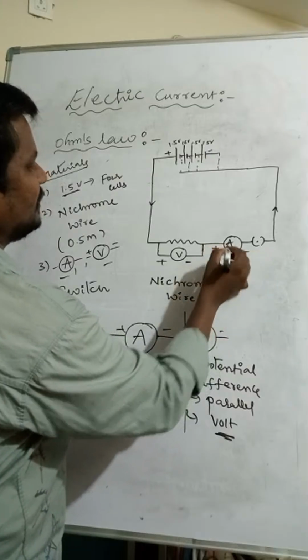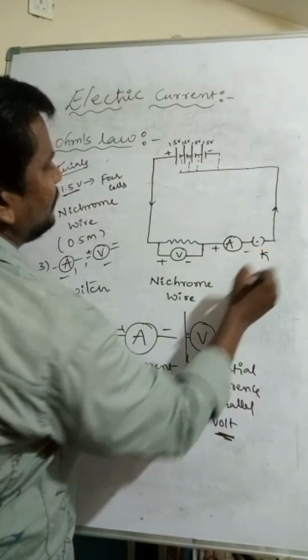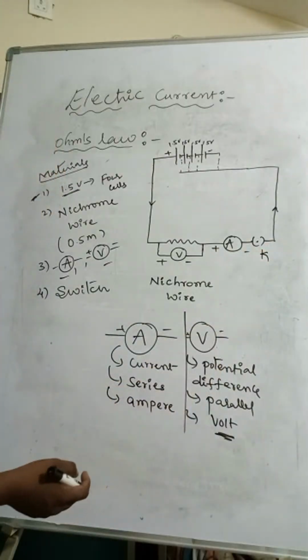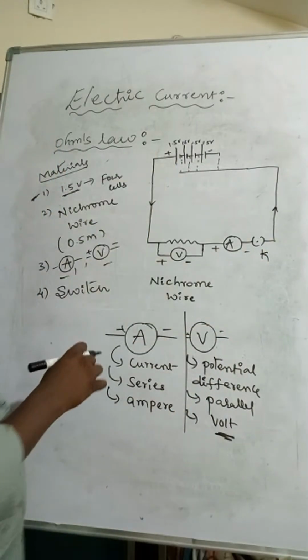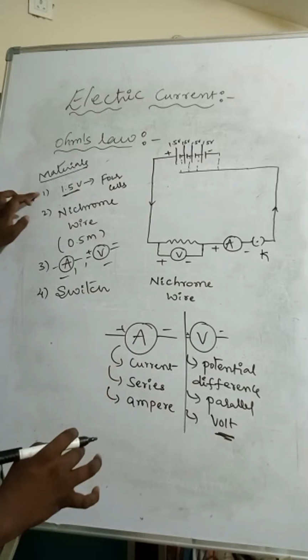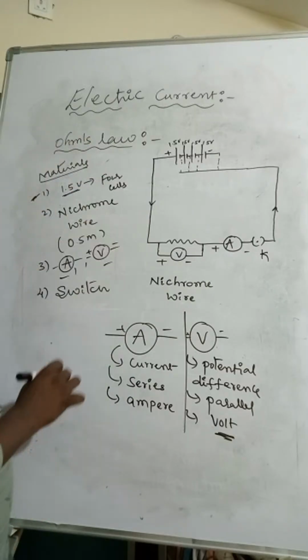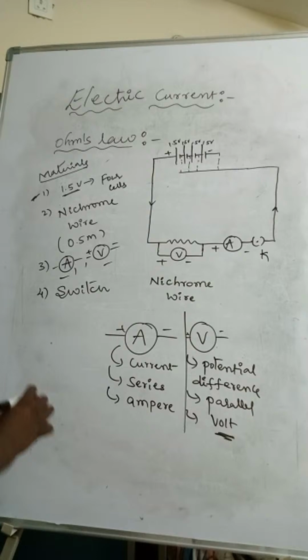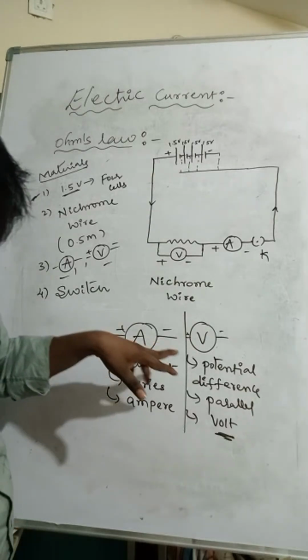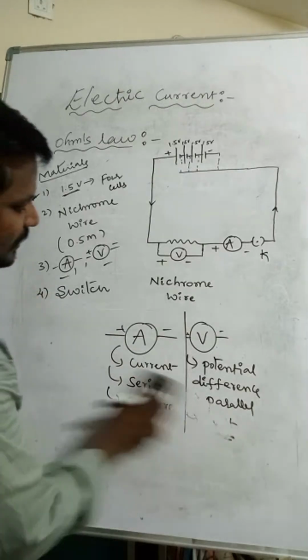So here I am considering a voltmeter, an ammeter and a switch, which is represented with K. Key also we can say. And 4 cells are connected. These are the requirements: 1.5 volt, 4 cells, and nichrome wire. I hope it is clear.